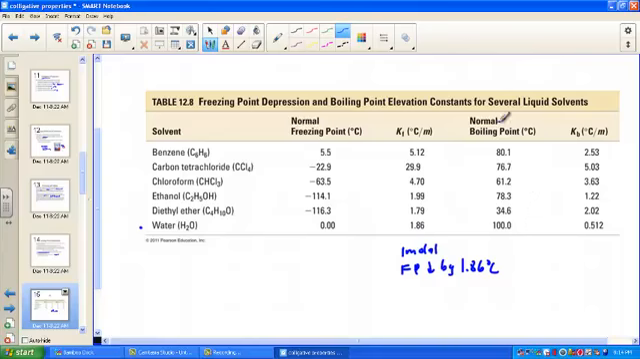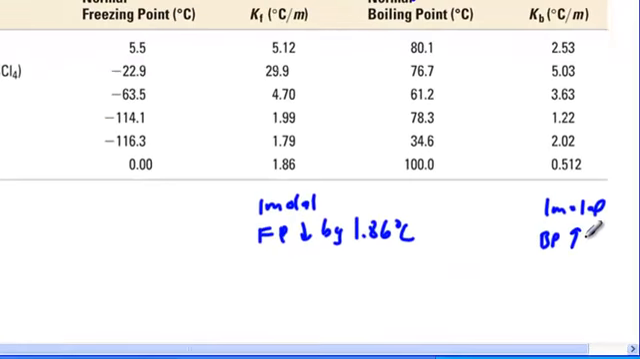Water, and again the word normal means standard pressure, normally boils at 100 degrees. Pure water boils at 100 degrees Celsius. If I create a solution of water, the boiling point actually raises, boiling points elevate, by 0.512 degrees. So a 1 molal solution is going to increase the boiling point by 0.512 degrees Celsius.